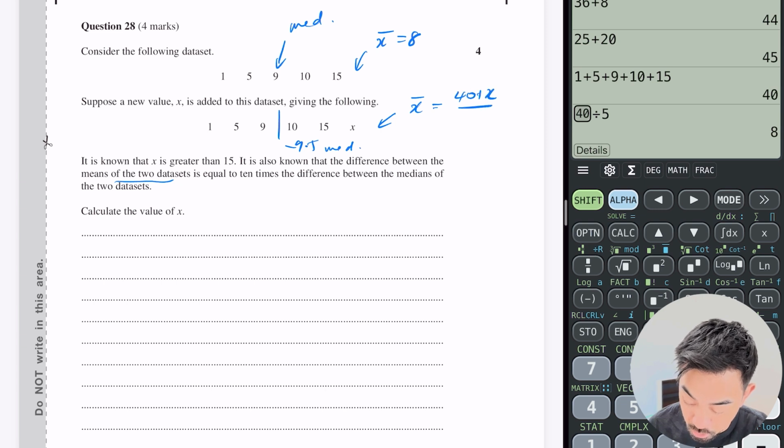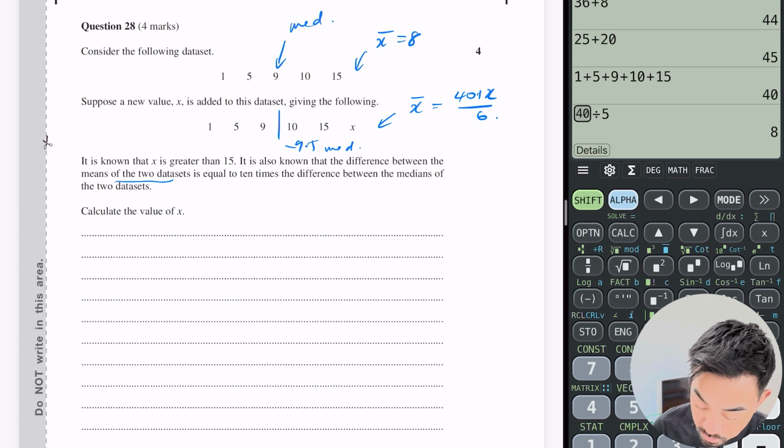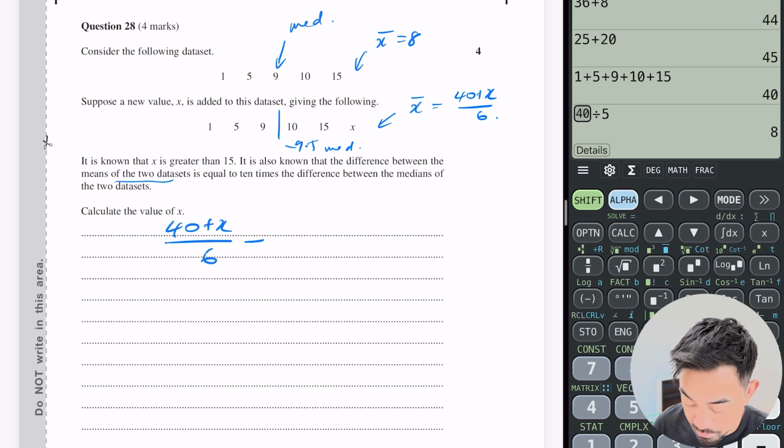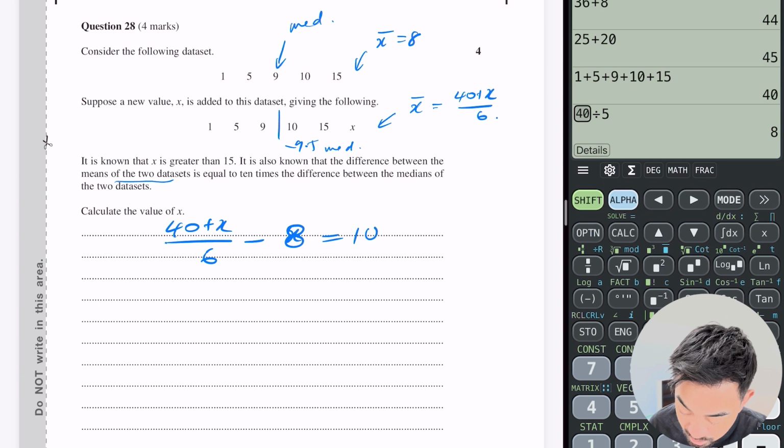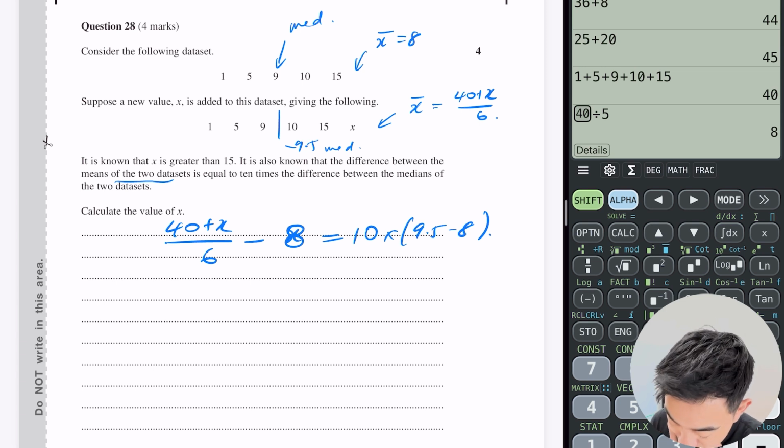40 plus x over 6, that's the mean. And I know the difference between them is equal to 10 times the difference. Okay, so the difference between 40 plus x over 6, the mean of the new data set, minus the mean of the old one, which is 8, is equal to 10 times the difference between the medians, which is 9.5 minus 8. So now I have an equation. Let's clean up this bit.